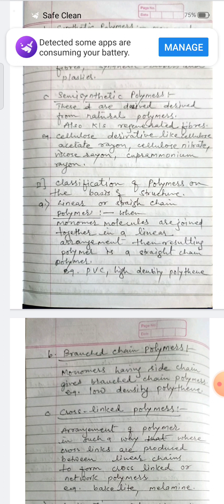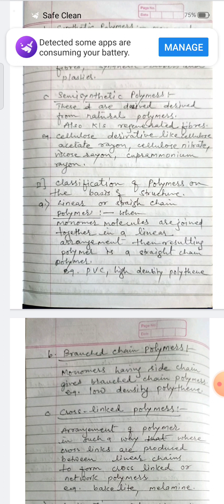All these different types, linear, branched chain, cross-linked, natural, semi-synthetic, synthetic, thermosetting, thermoplastic, you can have as a 1 mark question in the example. So you have to write the definition and example. Linear or straight chain polymers means monomer molecules are joined together in a linear arrangement. Linear means in a straight form.